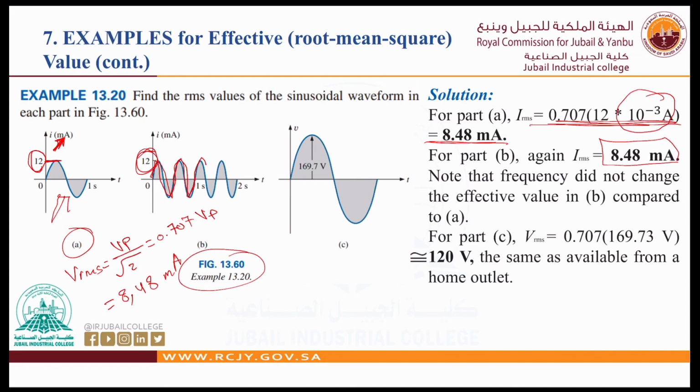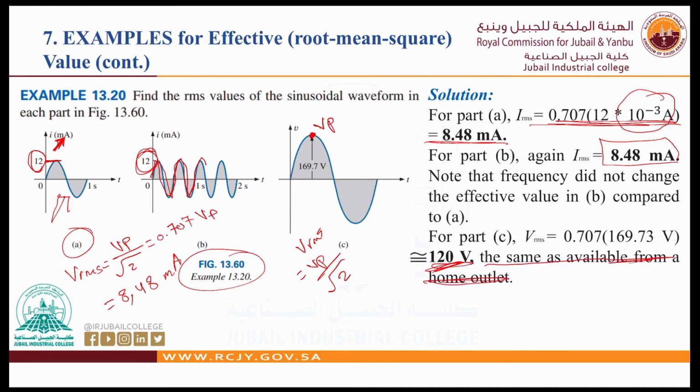For part C, VRMS, this is the maximum value. This is the maximum V peak. So VRMS is equal to V peak divided by root 2, which is 120 volts. This is the same as available from the home outlet.